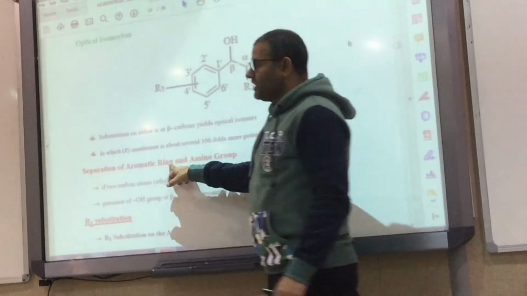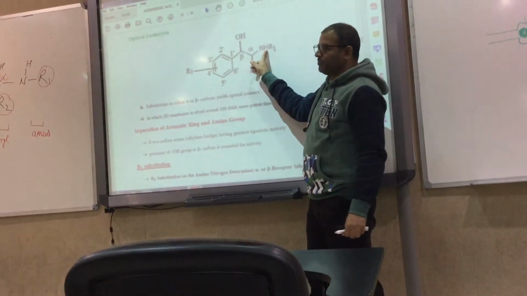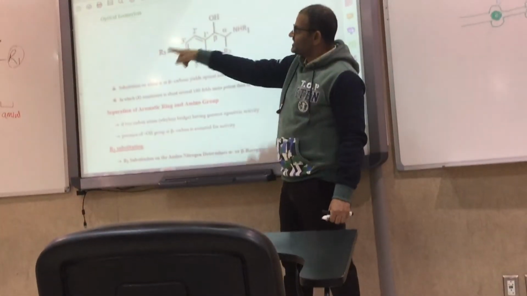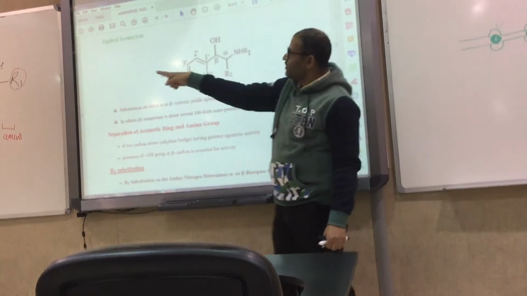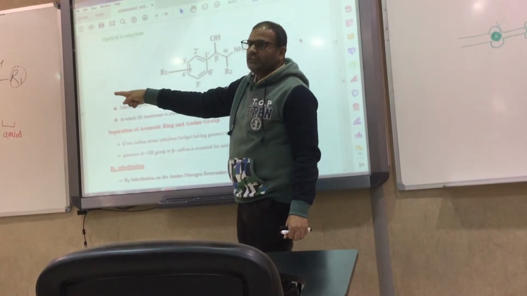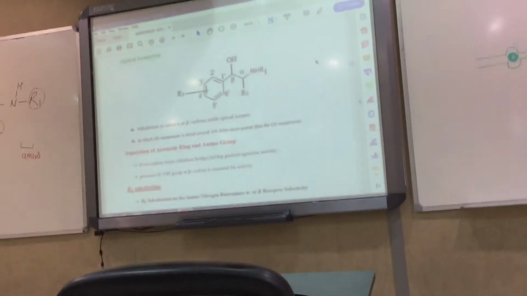Now see here. Separation of the aromatic ring and the amino group: how many carbons? 2, as I just discussed. If they have 2 carbons, they have the maximum activity. If they have 1 carbon or 3 carbons, they have less activity. I just discussed that.